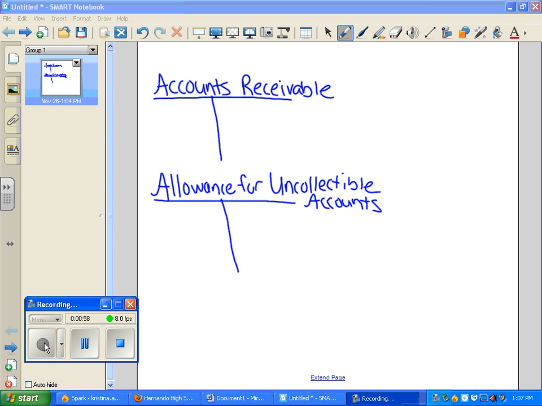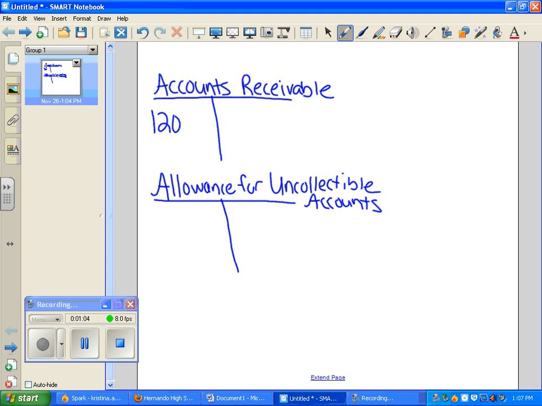So, accounts receivable has a normal balance of a debit. So, let's say our accounts receivable, we have about $12,000 in there. Allowance for uncollectible accounts is going to be a contra account to accounts receivable, which means it's going to reduce the value of accounts receivable. So, an allowance for uncollectible account is going to have a normal balance of a credit. So let's say your allowance for uncollectible accounts is $200.